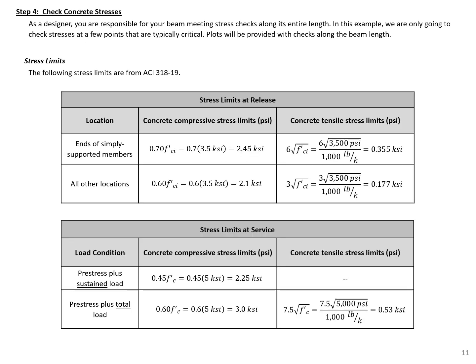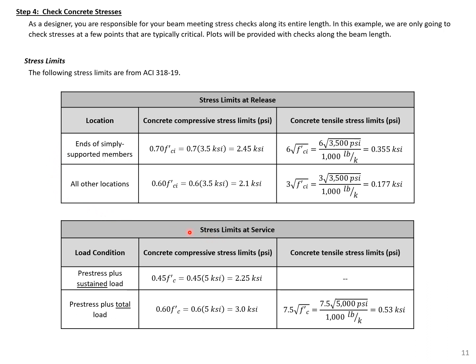The different ACI 318-19 stress limits are shown on this slide. We need to check our stresses at release, and we also need to check our stresses at service. Our stress limits at release are dependent on if we're in compression or tension, and if we're looking at the ends of the simply supported member or other locations along the length. Typically, the end of the member is considered within the transfer length, so that's what we'll use in this example.